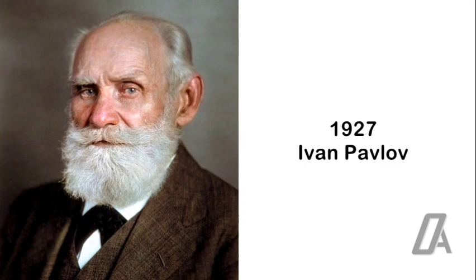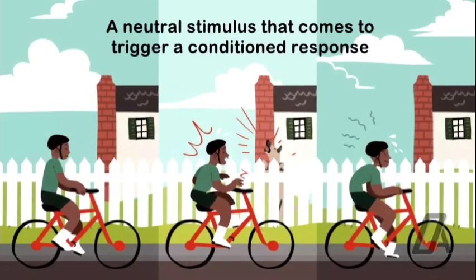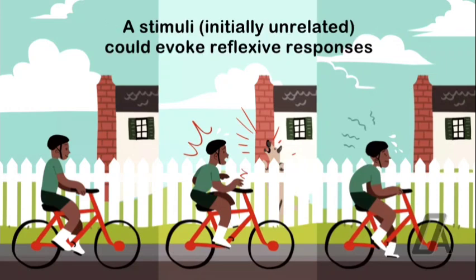In 1927, the Russian psychologist Ivan Pavlov first described the theory of classical conditioning. Classical conditioning involves a type of learning where a neutral stimulus becomes able to elicit a response after being paired with a stimulus that naturally provokes that response. Pavlov's research demonstrated that stimuli that were initially unrelated could evoke reflexive responses through this association.